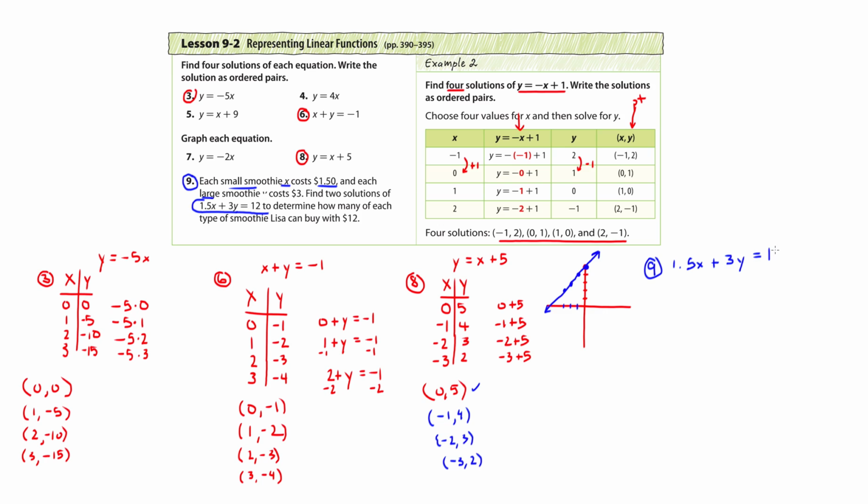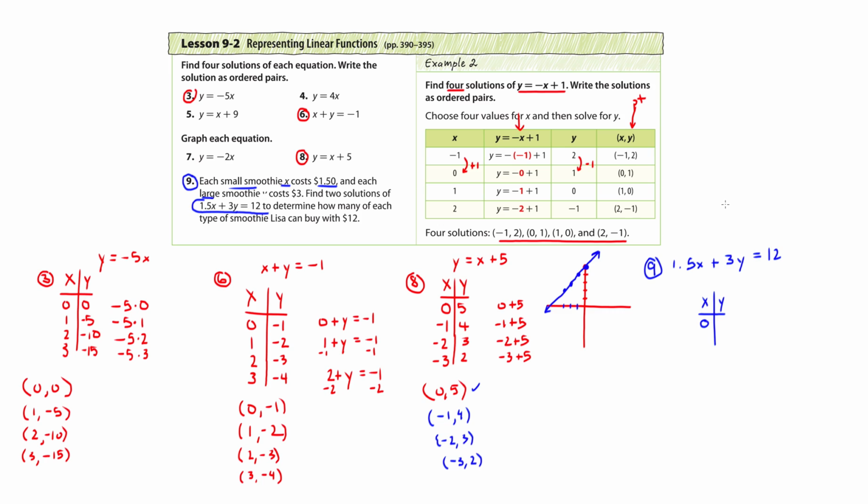equals 12. And when the x and the y are on the same side, it can sometimes be a little bit of work to pick an x, figure a y. So let's pick the sweetest, easiest x and y we can pick. The easiest number I know to multiply by 1.5 is 0. So let's try that. Let's pick x to be 0. And what that means is she would not get any of the smalls. She's going to get all of the larges.